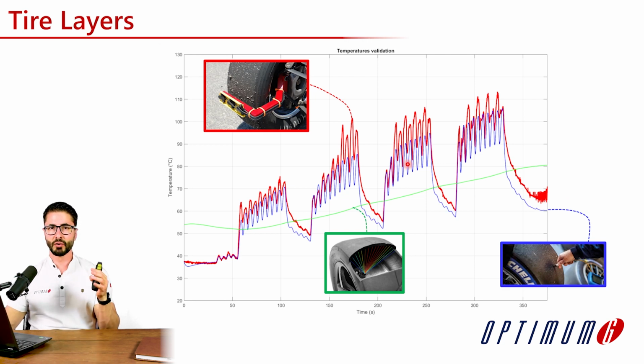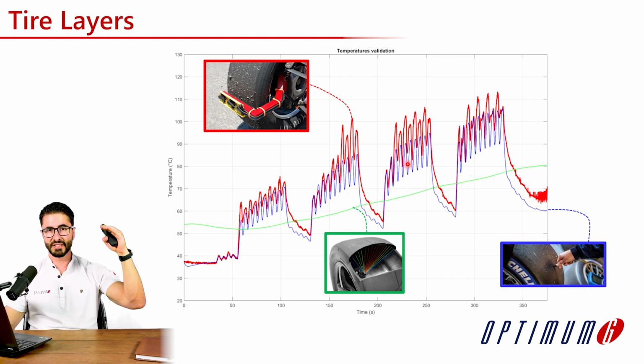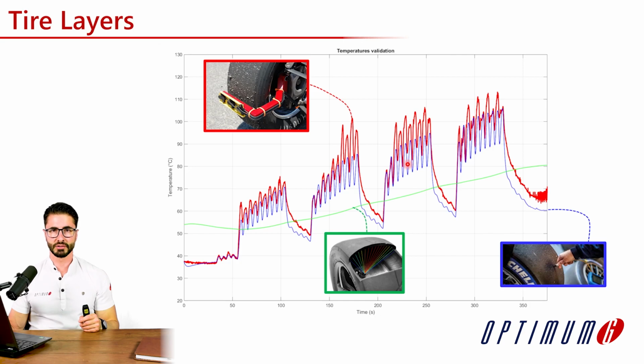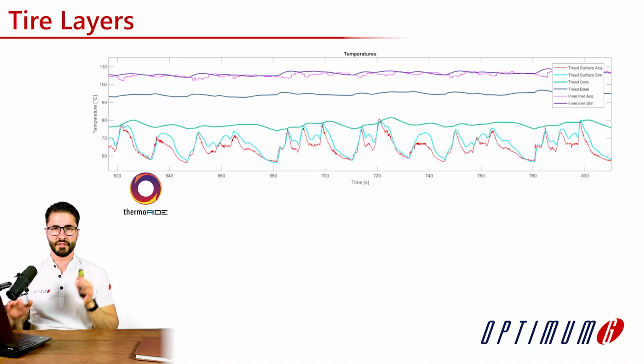Well, because the peak grip is not only defined by the very surface temperature, but the temperature of the layers just below the surface will also be heavily connected to tire grip. Since we cannot measure these different layers, we could use thermal models for that. Here we show you an example of thermal ride.